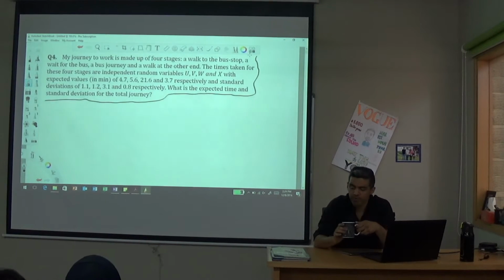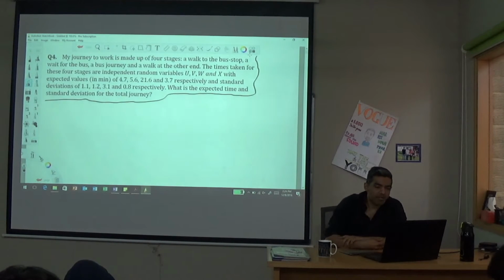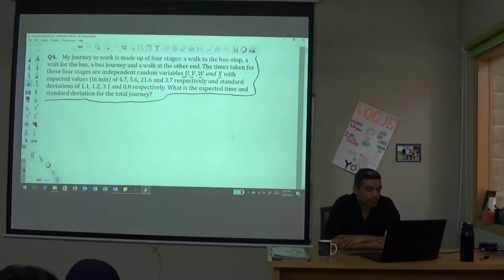Okay, so we're on question 4. Please read the question carefully. It's the same combination of more than one, a linear combination of two or more variables. So apparently there are 4 random variables involved here: u, v, w and x. And we have the average times of 4 stages of the journey.